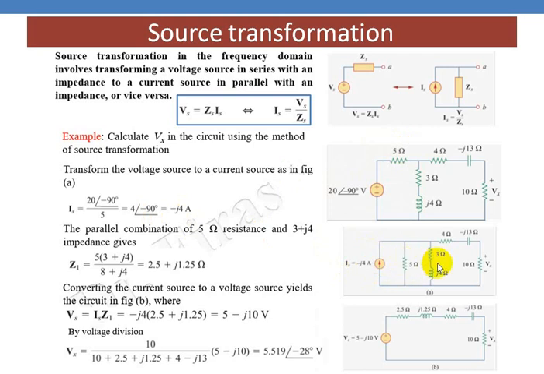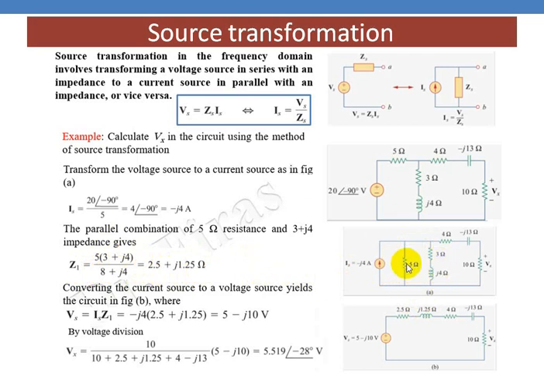Now these two impedances are in parallel. So you can reduce this to a single impedance. I am calling that impedance Z1. That is 5 into 3 plus j4 divided by 5 plus 3 plus j4, that is 8 plus j4. So this comes to be around 2.5 plus j1.25 ohms. So this is the equivalent impedance of these two parallel impedances.